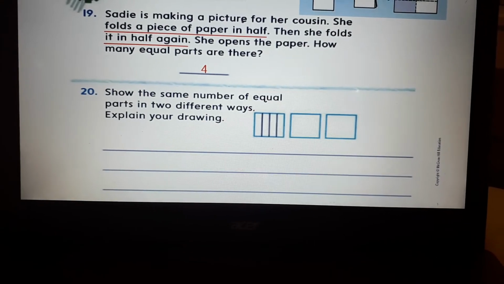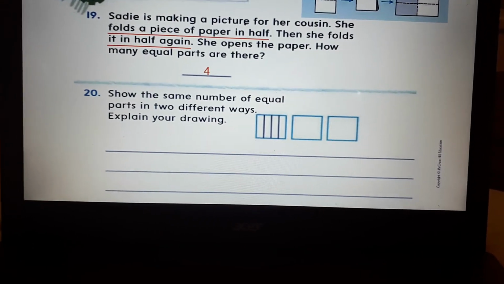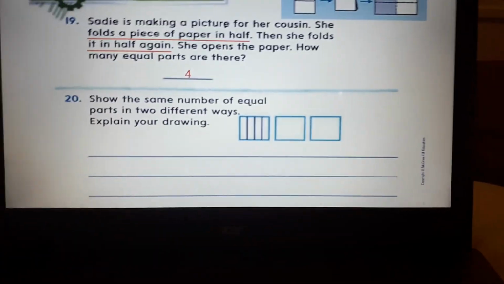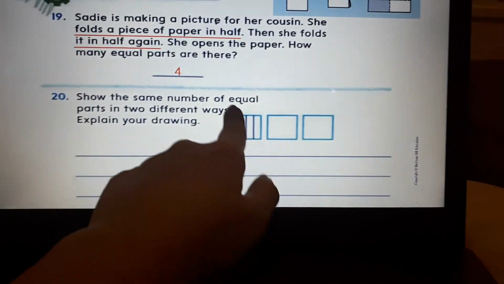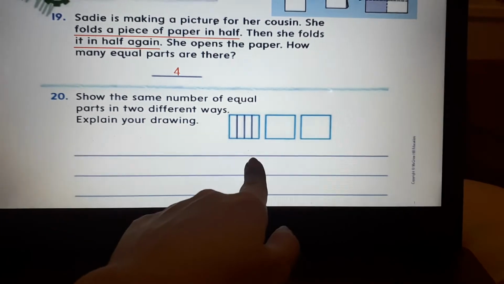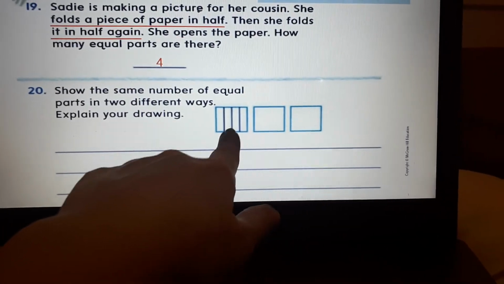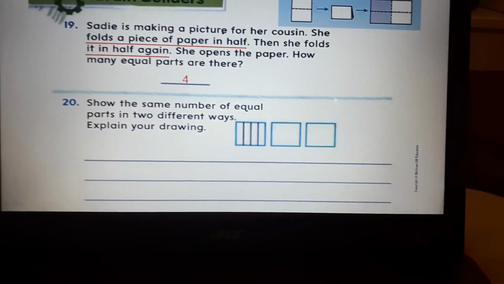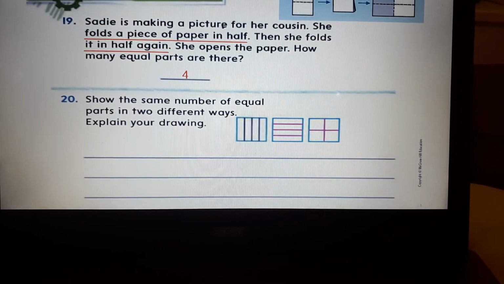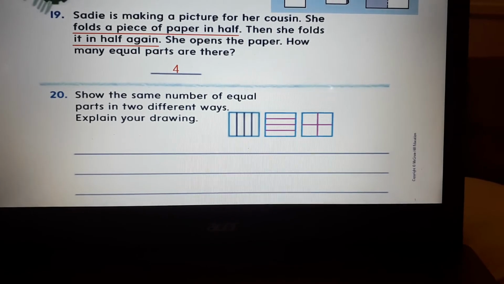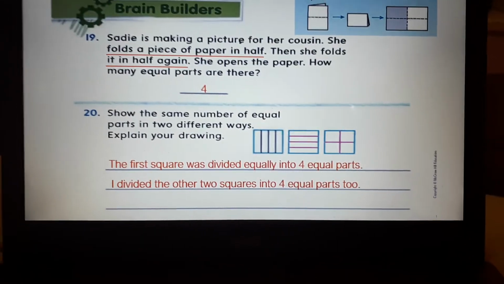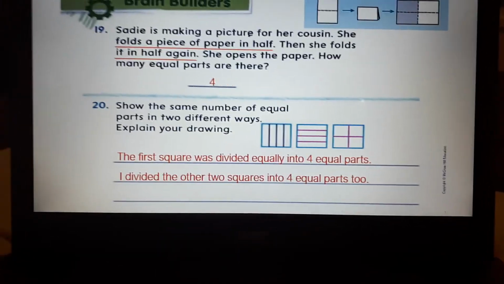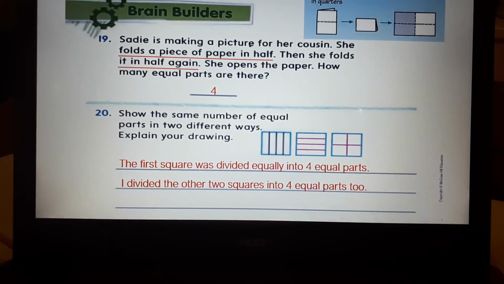Now show the same number of equal parts in two different ways. Explain your drawing. You see here, they divide or partition this square into four equal parts. I want this shape to be divided equally, but in two different ways. So the answer here, the first square was divided equally into four equal parts. So I divided the other two squares into four equal parts too.